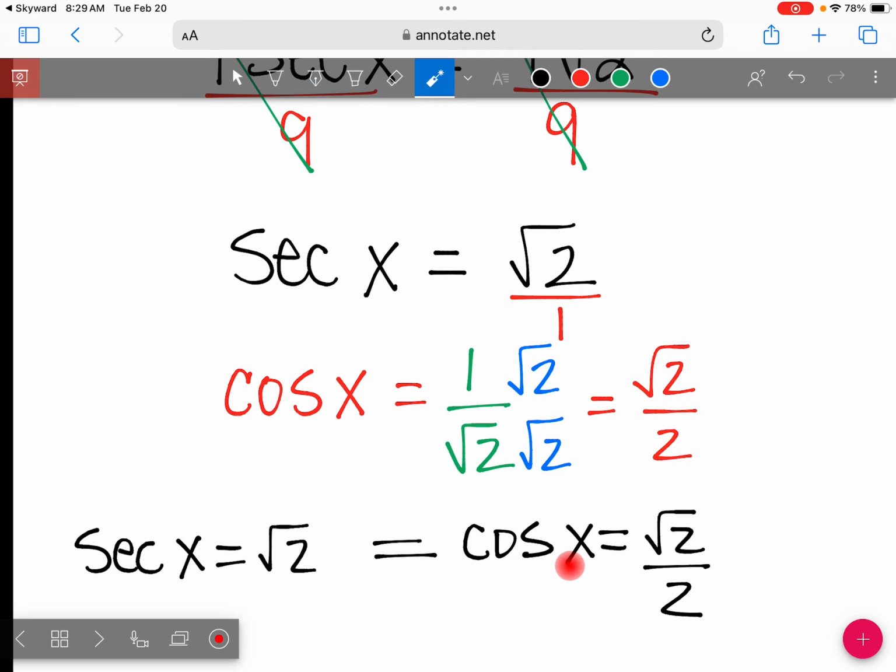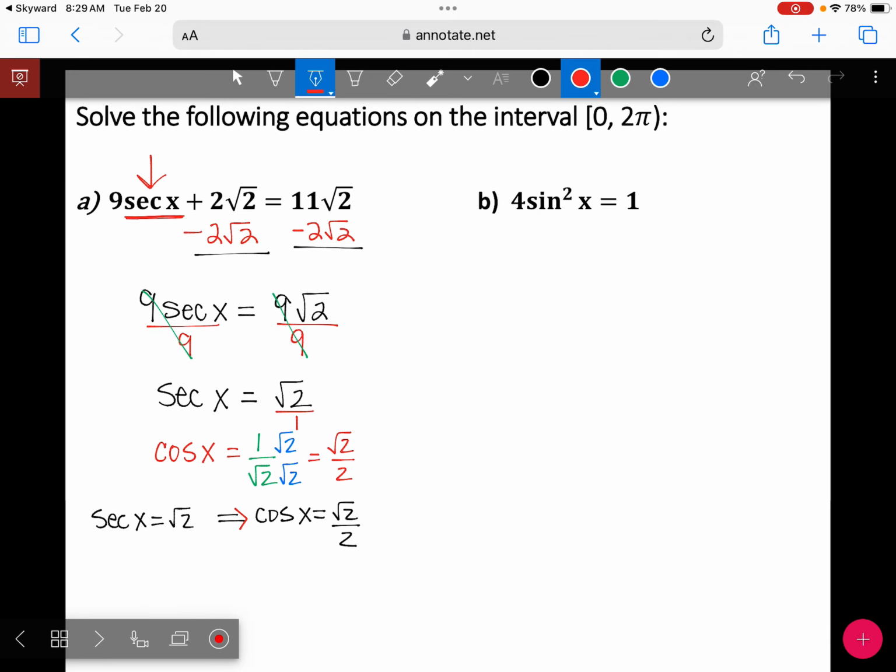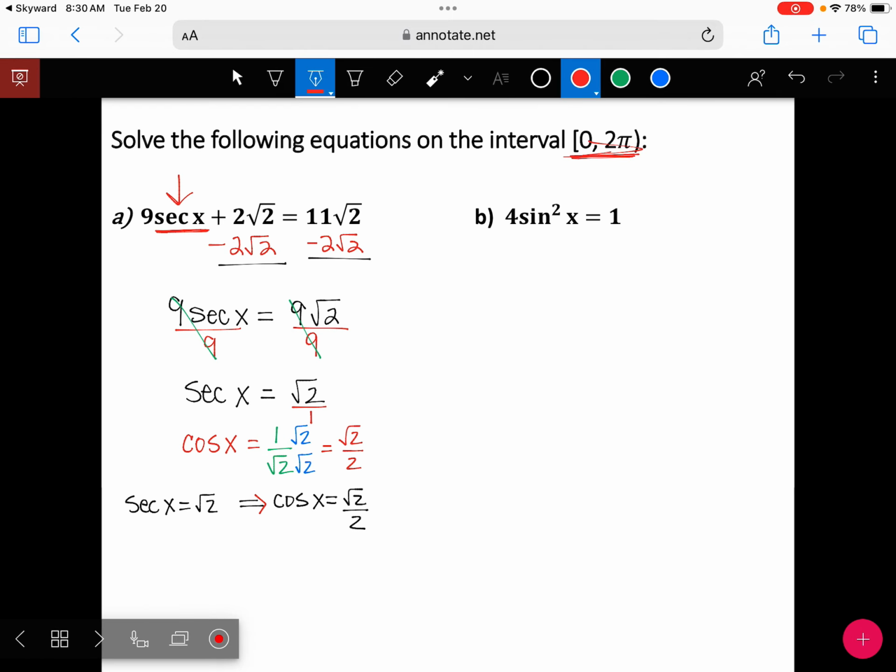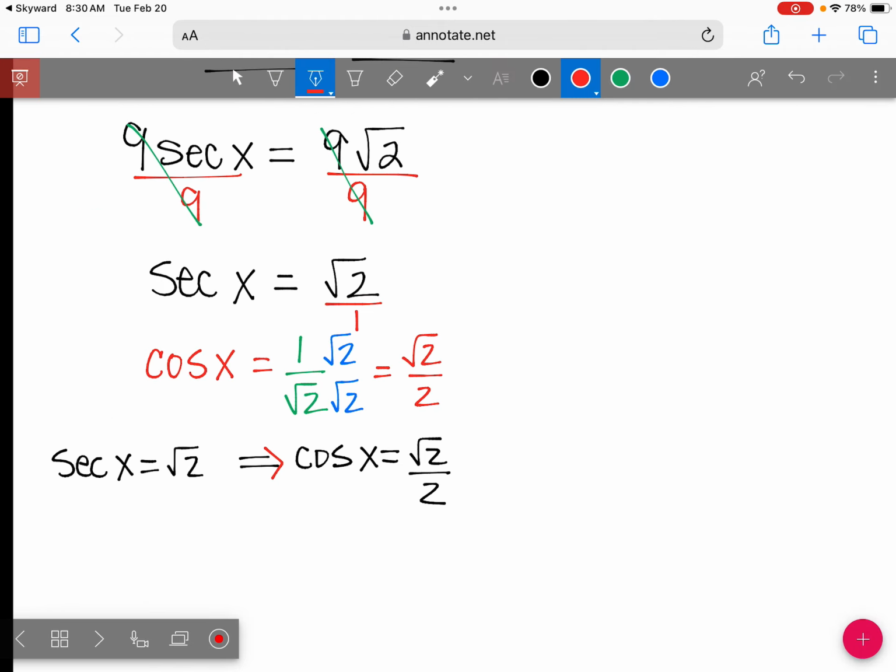So on your unit circle, you're going to tell me where is cosine equal to positive root 2 over 2. I'm looking for 2 answers because you always have to check your interval. Notice your interval says 0 to 2 pi, so you're looking at all 4 quadrants. Is it pi over 4 and 7 pi? Yes. It should be quadrants 1 and 4. So your 2 solutions would be x equals pi over 4 and 7 pi over 4.